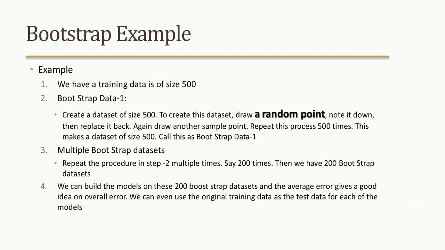So once again, this is an overall simple example of a bootstrap sample. Let us suppose we have a training data of size 500. What do we do for bootstrap dataset 1? We create a dataset of size 500, building it one by one. To create that dataset, draw a random point from the training data, note it down, and replace it back in the training data. Again draw another random sample point. Repeat the process 500 times. This makes one dataset of size 500. Call this bootstrap dataset 1.